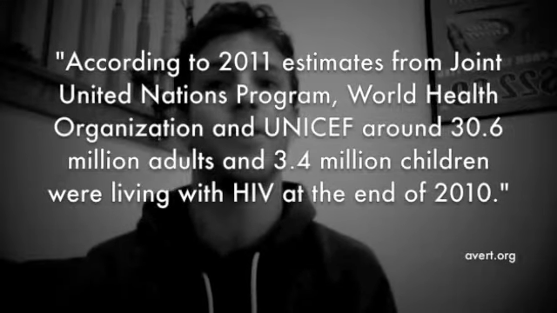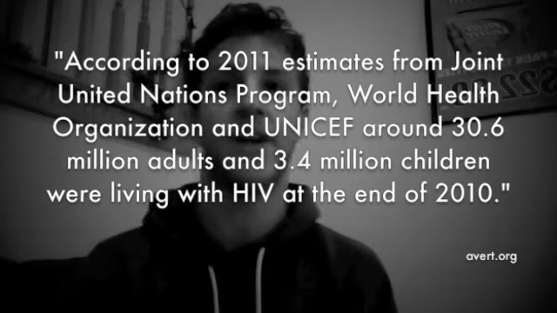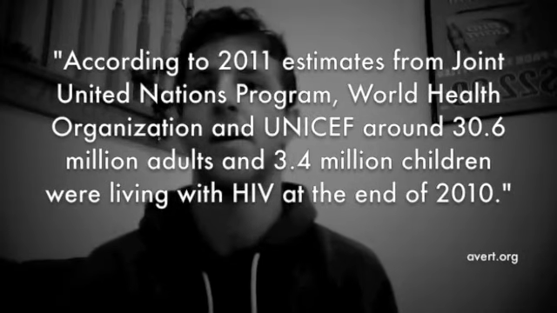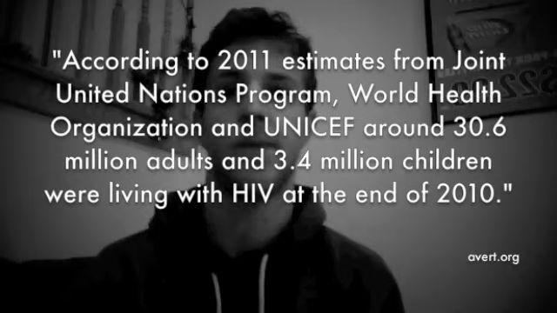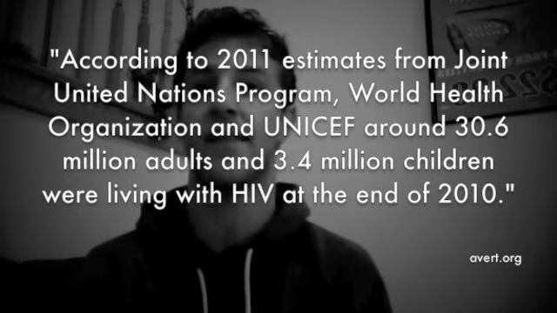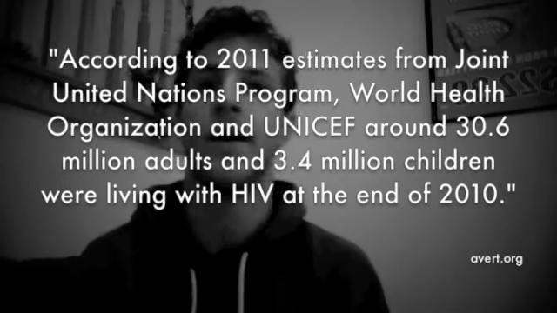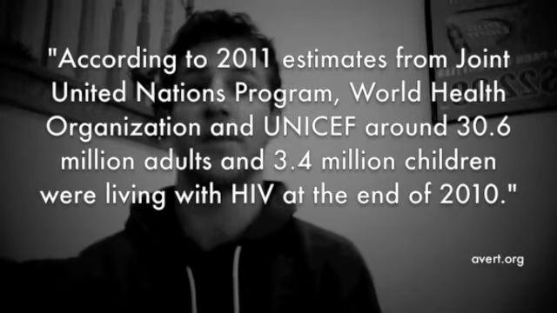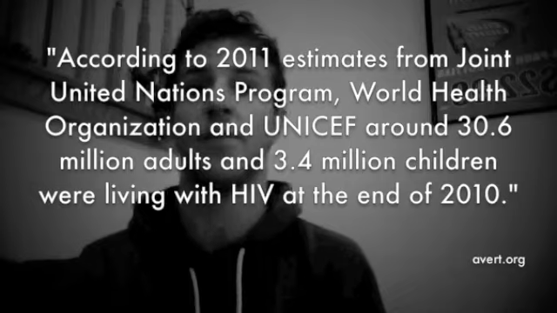That's about it. According to 2011 estimates from the Joint United Nations Program, World Health Organization, and UNICEF, around 30.6 million adults and 3.4 million children were living with HIV at the end of 2010. Based on the interviews we did, it becomes apparent that teens and young adults know little about HIV and AIDS, let alone the effect that it has on people worldwide.